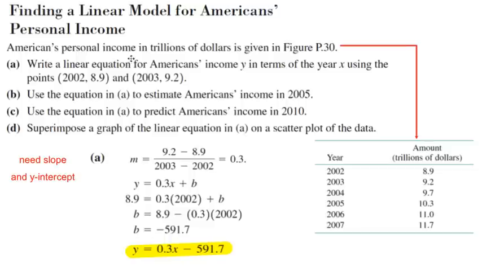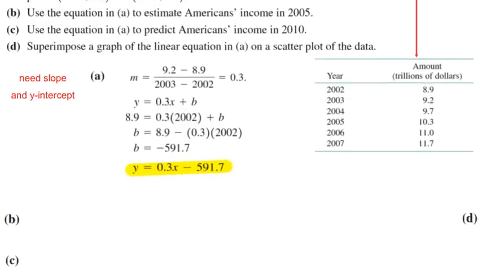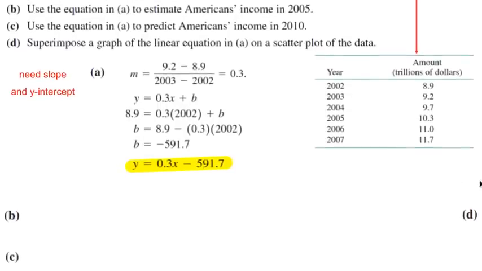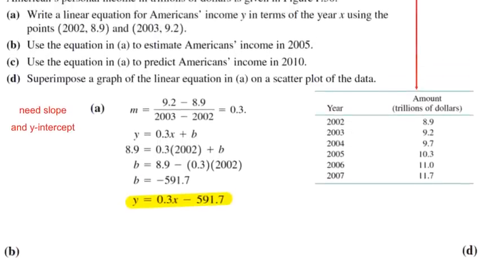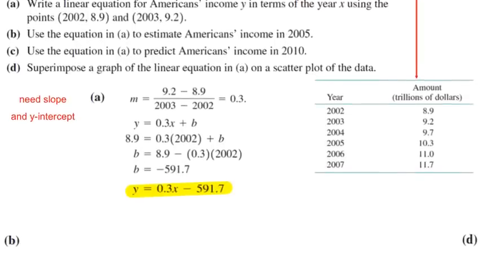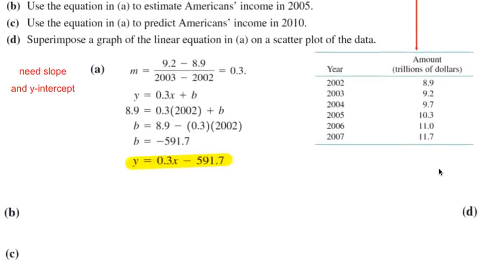Part B says, use the equation in A to estimate Americans' income in 2005. Well, remember the income is the y variable and the years are the x variable, right? So if we want to estimate the income, that's the y variable. We're trying to find that. So we're going to basically plug in 2005 for x and calculate what y would be. And that turns out to be $9.8 trillion.